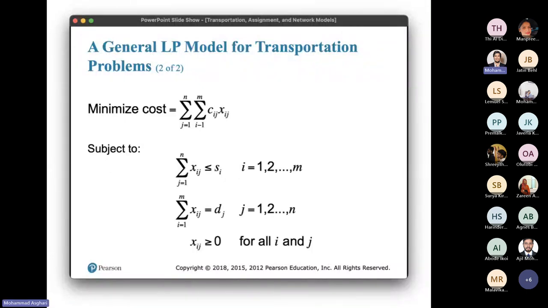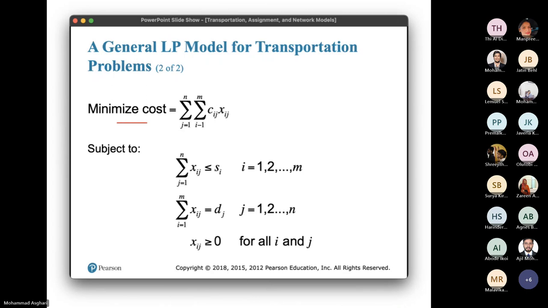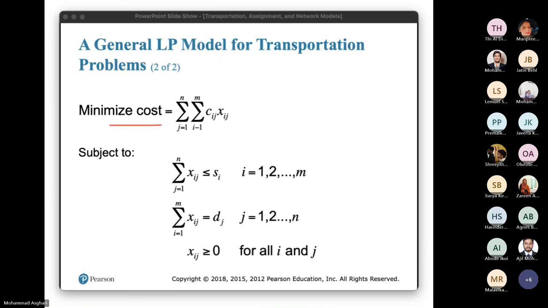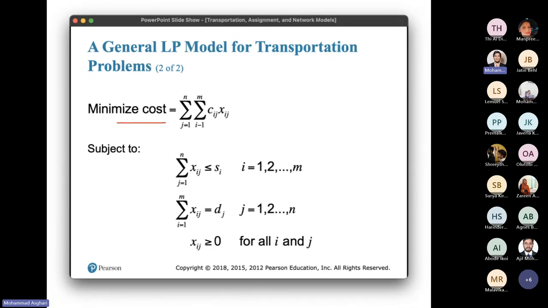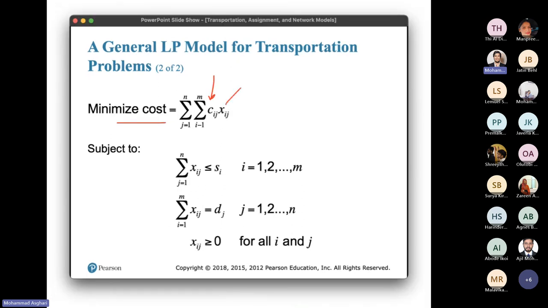how we can write the transportation problem in the language of mathematics. So what do you see here? Let's go one by one. The objective function: we want to minimize total cost. And total cost consists of the cost of transportation, indicated here by C, multiplied by the amount of transportation, xij.